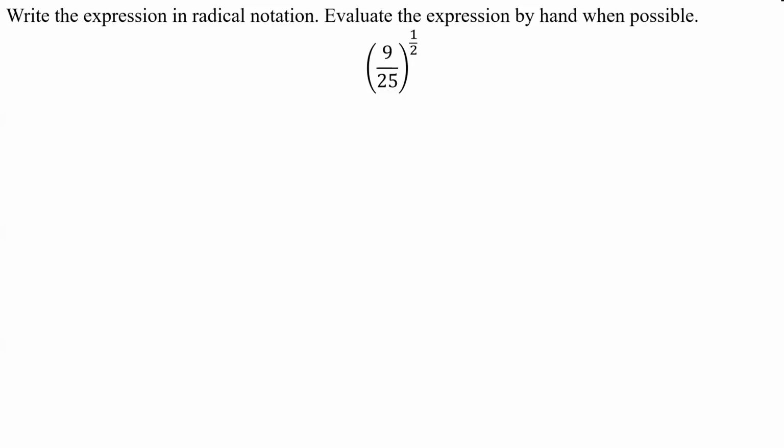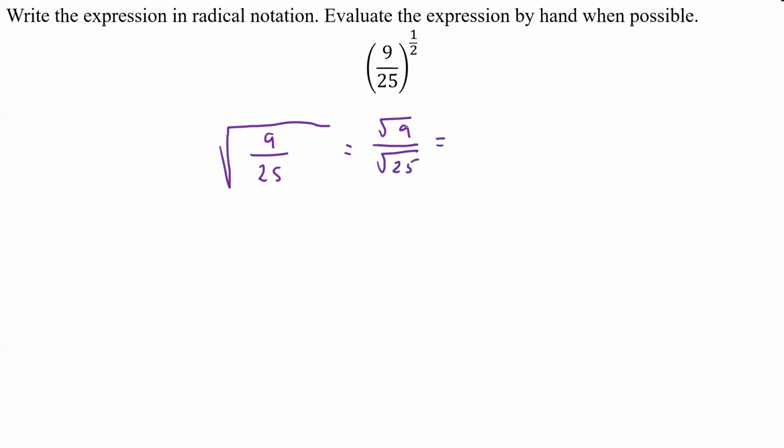All right, so we're supposed to first write this in radical notation and then evaluate the expression by hand when possible. All right, well, what does this half power mean? Well, that means we're going to take the square root of 9 over 25. Well, we can convert this into the square root of 9 over the square root of 25.